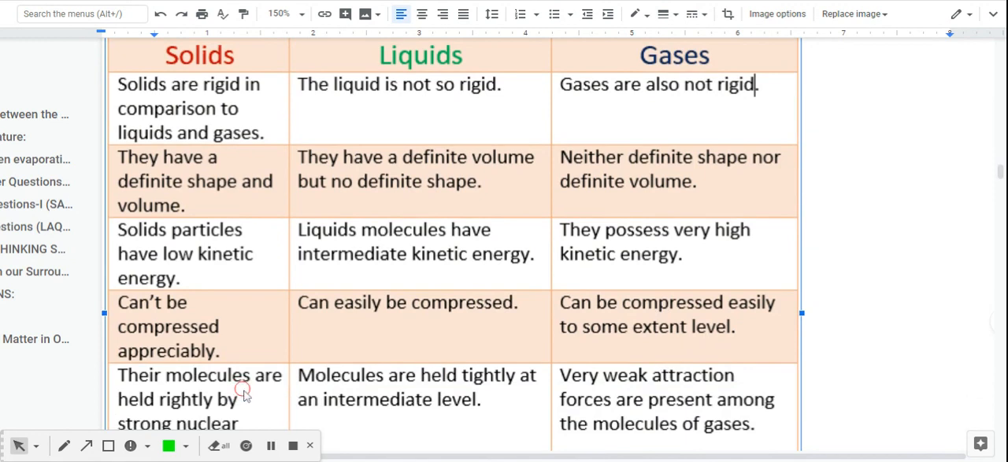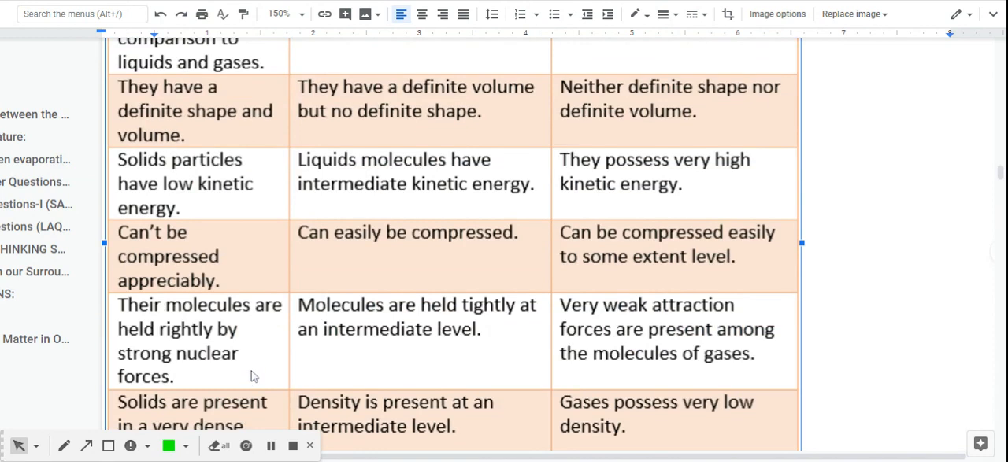So solids, their molecules are held tightly by strong intermolecular forces, because they are quite tight. Why are they tight? Because the atoms of the solids are quite tightly bonded due to high intermolecular forces of attraction. In case of molecules of liquids, they are at an intermediate level. Their forces of attraction are weaker than solids but more than gases. And in gases, the forces of attraction between the molecules are quite weak, right?